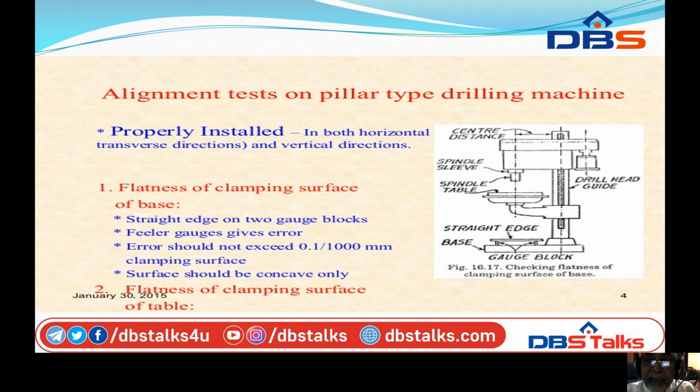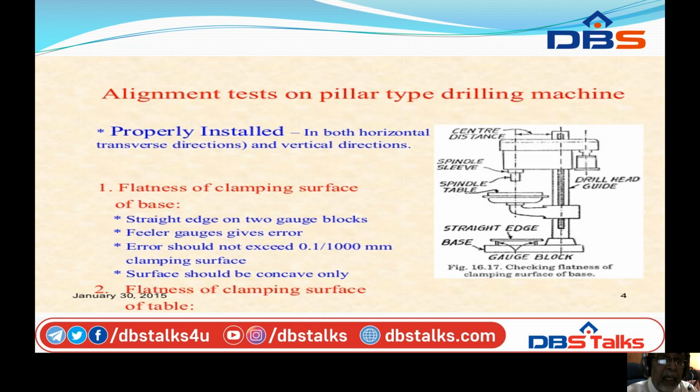Over this pillar there is a drill head gate, where this gate consists of a screw. When the screw moves, the table will move up and down. Then you can see here there is a center distance between the drill center and the pillar. Then there is a spindle sleeve. Then the drill head gate is also there. So these are some of the parts of the drilling machine.